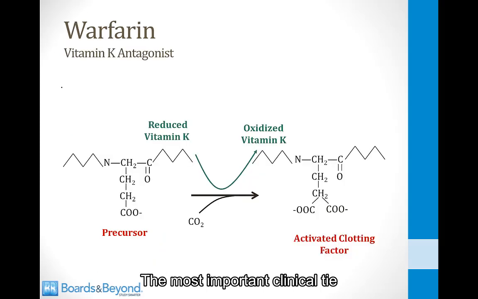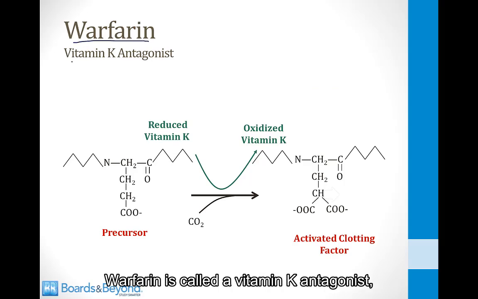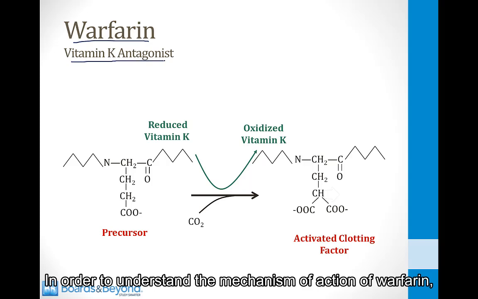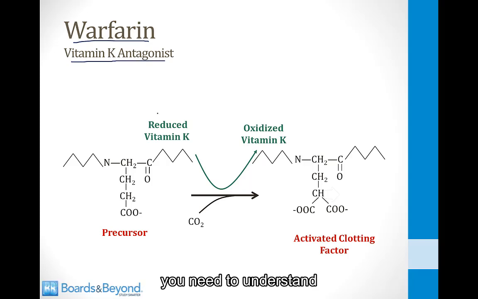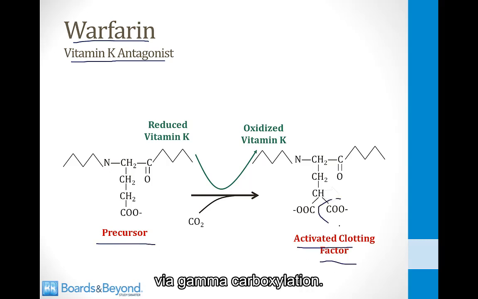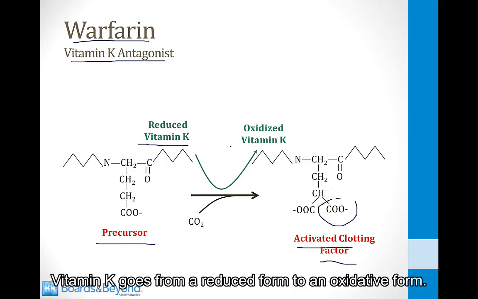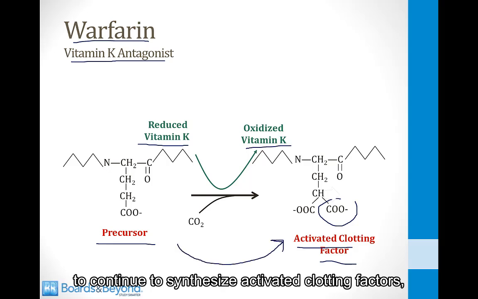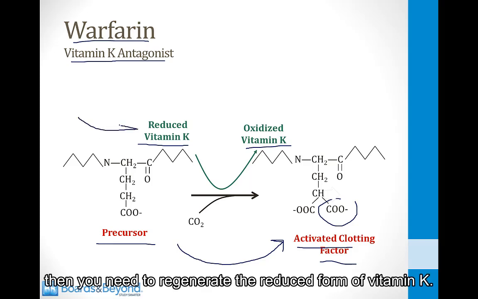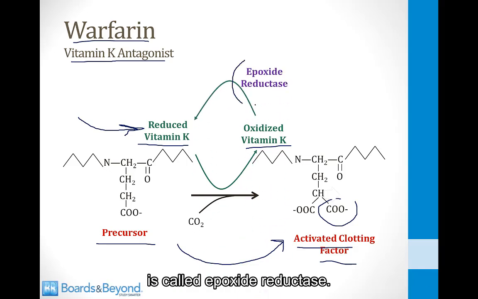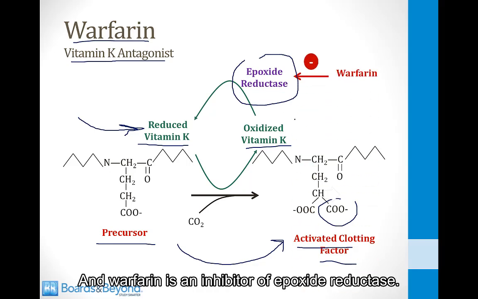The most important clinical tie-in of vitamin K biochemistry has to do with the drug warfarin. Warfarin is called a vitamin K antagonist, and it is given in the treatment of blood clotting disorders. In order to understand the mechanism of action of warfarin, you need to understand that when those precursor molecules are converted to activated clotting factors via gamma carboxylation, vitamin K goes from a reduced form to an oxidative form. If you want to be able to continue to synthesize activated clotting factors, then you need to regenerate the reduced form of vitamin K. The enzyme that regenerates the reduced form of vitamin K is called epoxide reductase, and warfarin is an inhibitor of epoxide reductase.